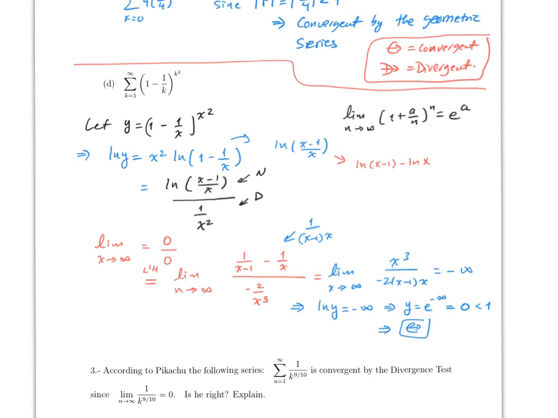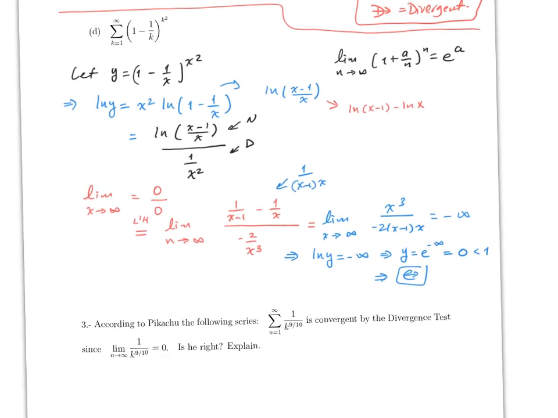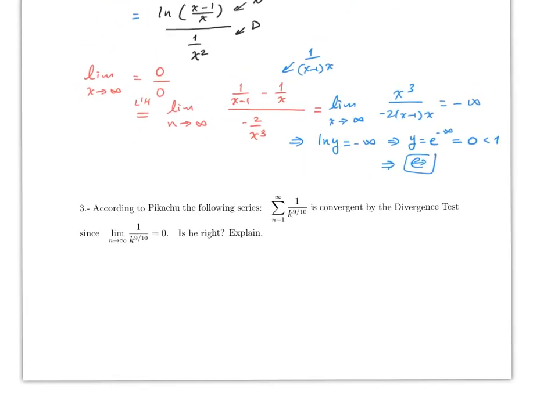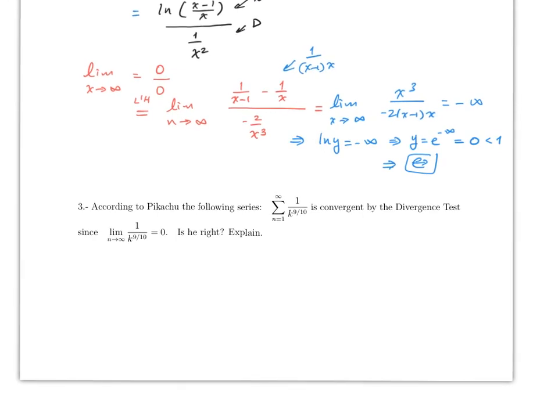All right, finally, number 4. Question 3 says the following: according to Pikachu, the following series is convergent by the divergence test since the limit is equal to 0. Is he right? And the answer is no, like I just explained right now. If the limit as k goes to infinity, or n goes to infinity, so there should also be k, of a_k is not equal to 0, then that implies that it's divergent.